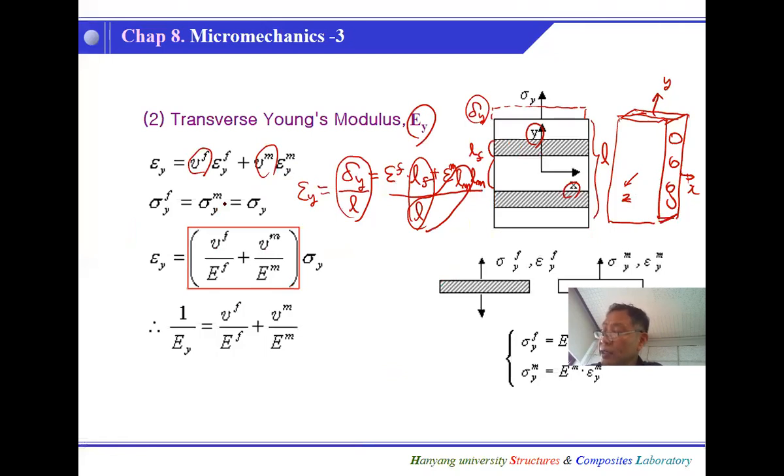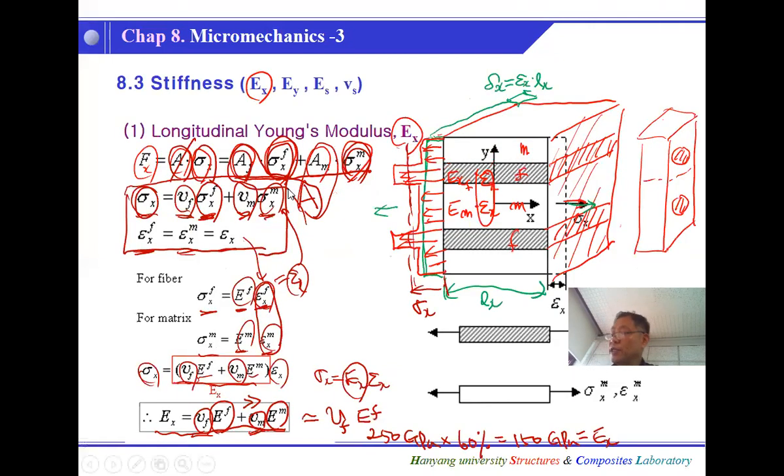And for the stress, since we are assuming a layered array between the fiber and resin, all the stress here will be the same as the resin. So the fiber stress and matrix stress are the same. We can say that, okay? Stress is the same, but strain follows the rule of mixtures. Compared to longitudinal directions, strains are the same and stress follows the rule of mixtures.